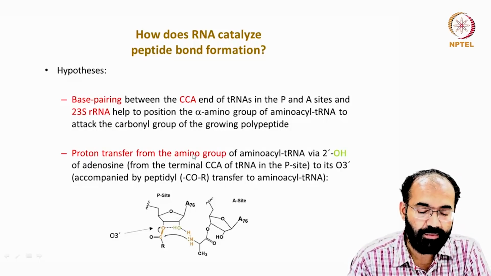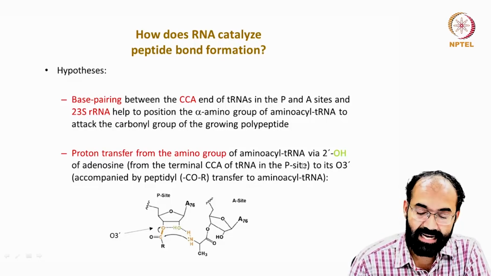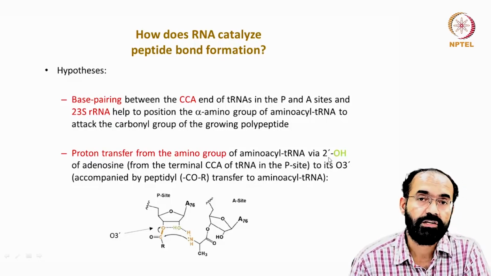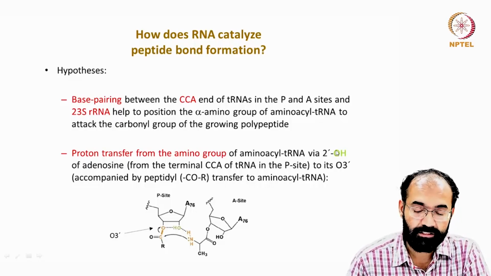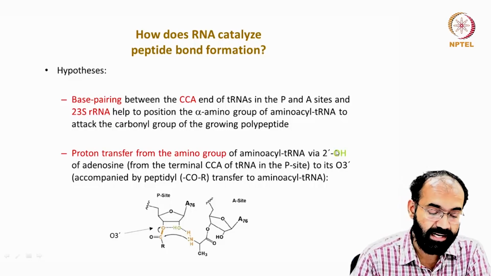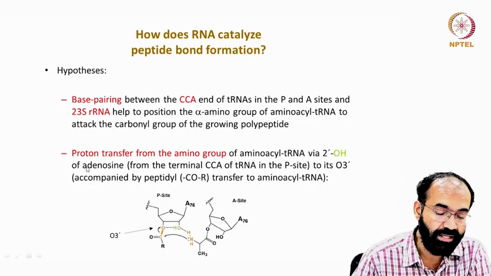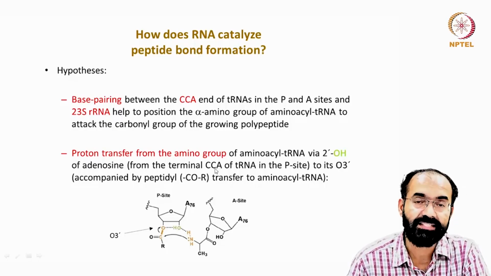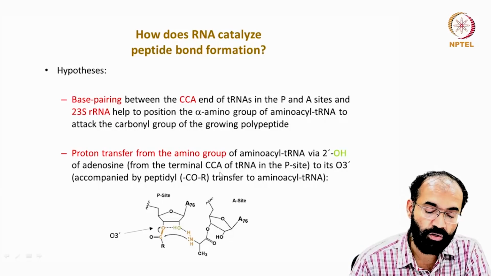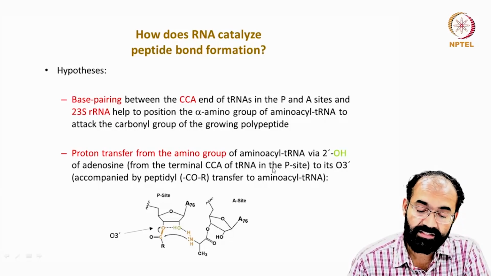Now, the proton transfer from the amino group of the amino acid tRNA via the 2' OH. Remember, the 2' carbon's hydroxyl group is highly reactive. It is helpful in splicing and various other biochemical reactions. And this 2' OH of the adenosine, that adenosine belongs to the CCA. From the terminal CCA, C and C stand for two cytosine residues, and then you have got an adenine residue. And this adenine residue's 2' OH is participating, and that of this tRNA is present attached onto the P site.